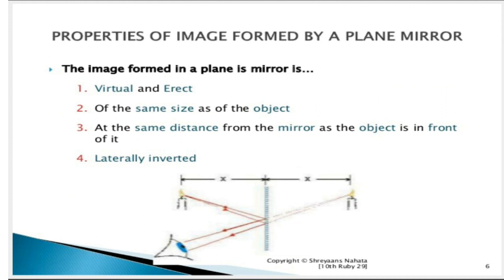The second is that it is of the same size as the object, meaning whatever the size of the object, we can see the same size in the mirror. Then, it is at the same distance from the mirror as the object is in front of it, meaning the image formed will be at equidistance.